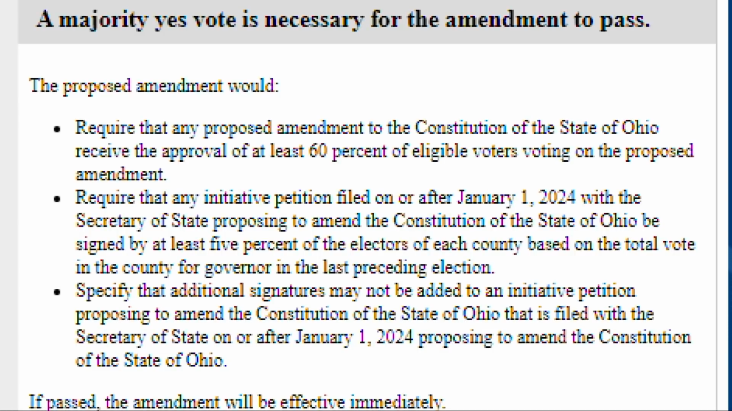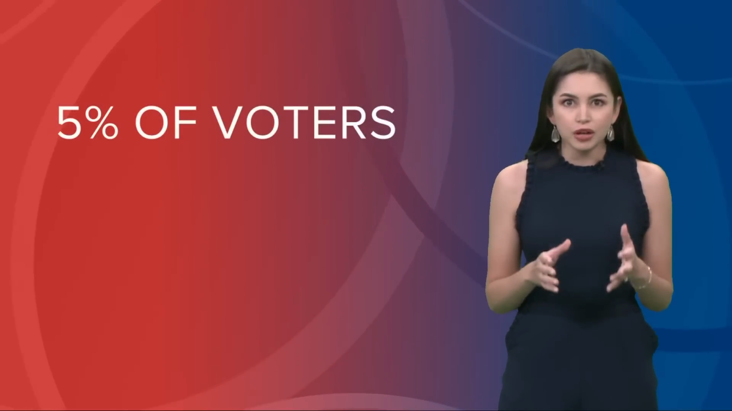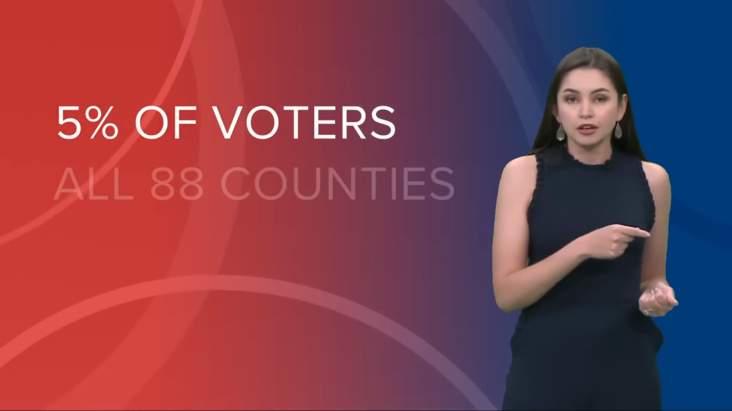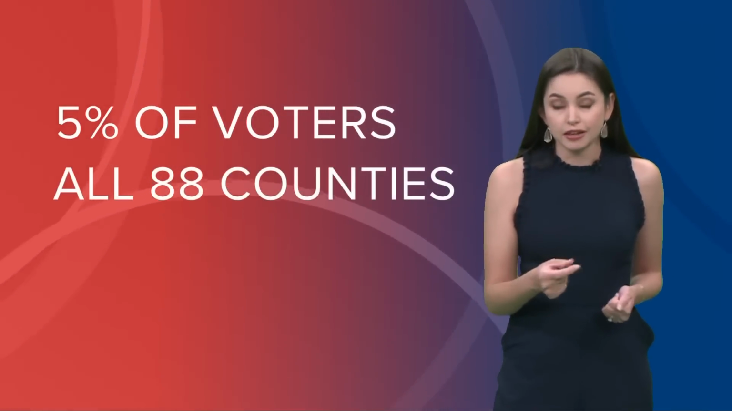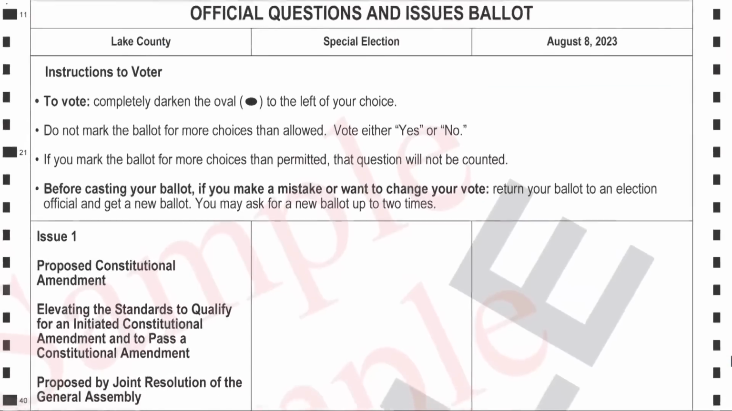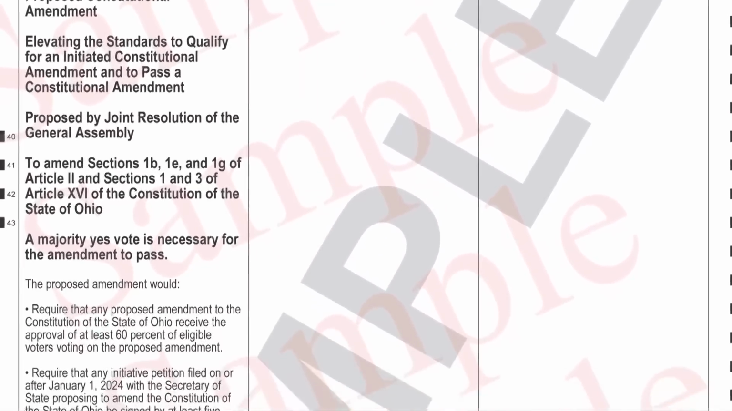The second bullet on the ballot has to do with proposing a constitutional amendment. Issue 1, if approved, would require signatures from 5% of voters who cast a ballot in the state's last gubernatorial election from each county, instead of the 44 counties required now. Here's a sample ballot from Lake County. You'll see the same question. The ballot will read, quote, shall the amendment be approved, with a yes bubble and a no bubble.